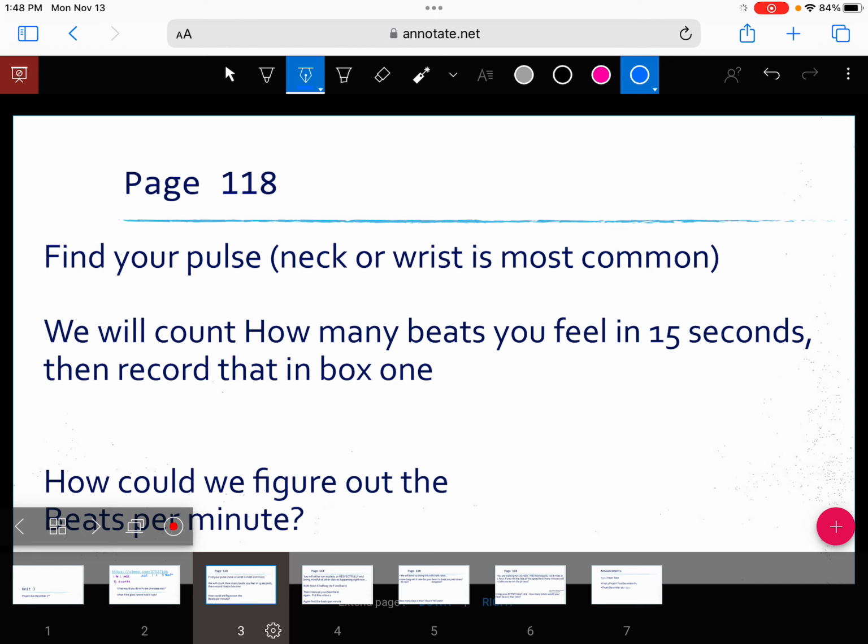Stop. Write that number in this box. However many bumps you felt, write it here. And it's going to be an estimate. So everyone's going to have a different number.